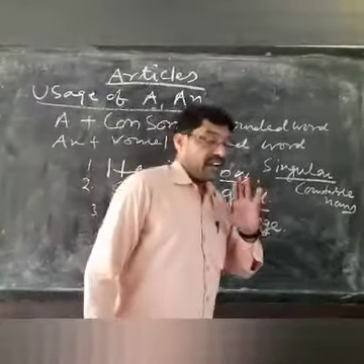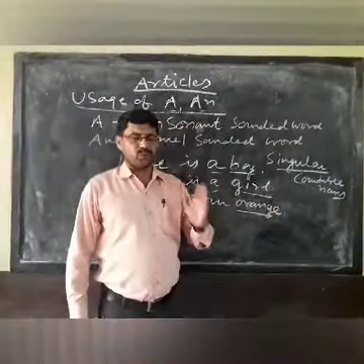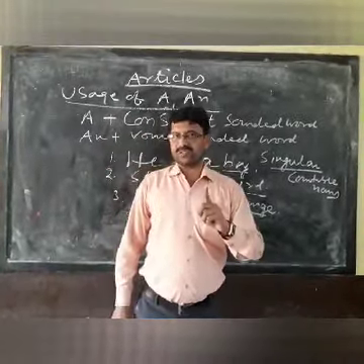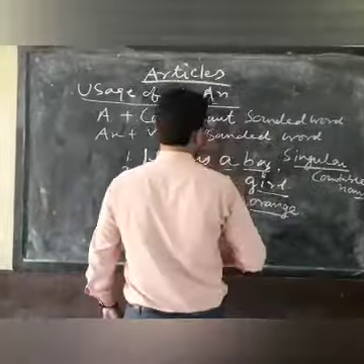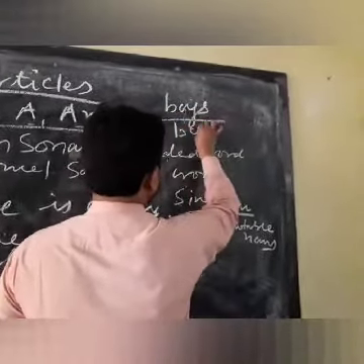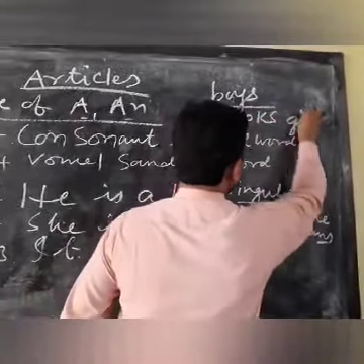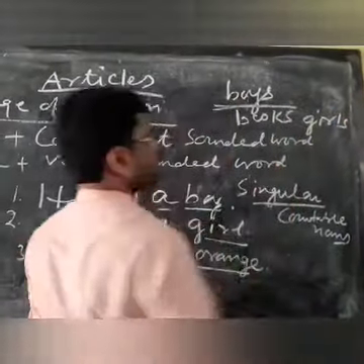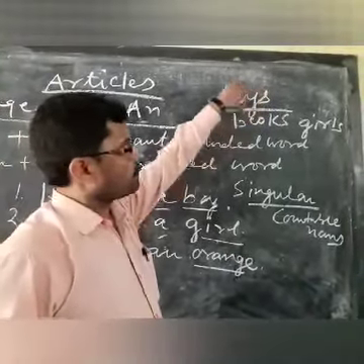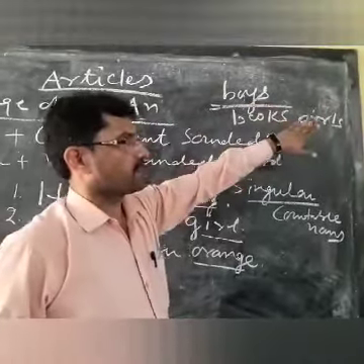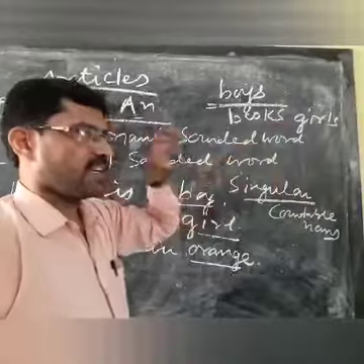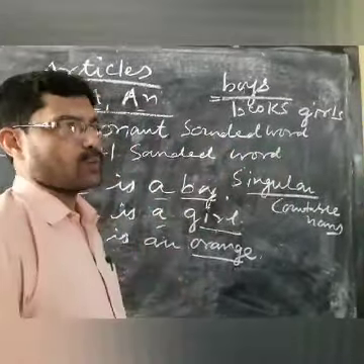Now never use a and an before plural nouns and uncountable nouns. Suppose boys, books, girls, they are countable nouns, but they are plural. They are plural countable nouns. Benches, fans, dogs, walls, chairs, they are plural countable nouns.